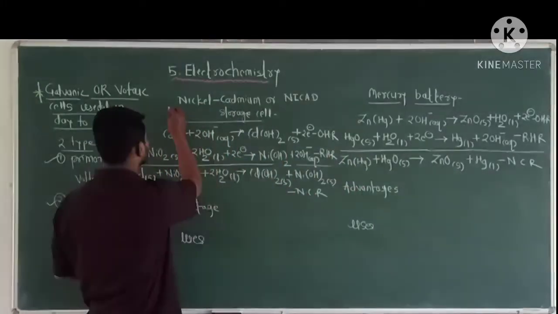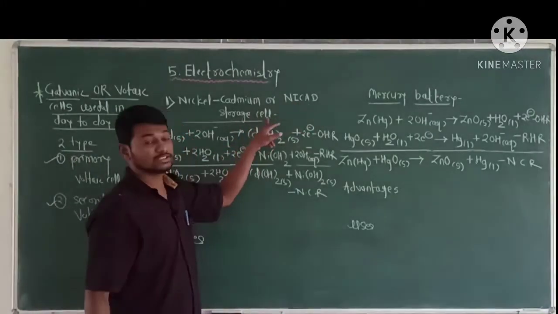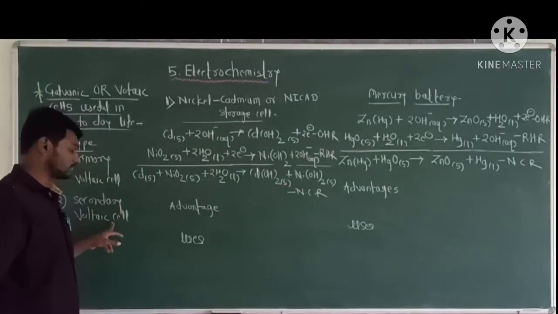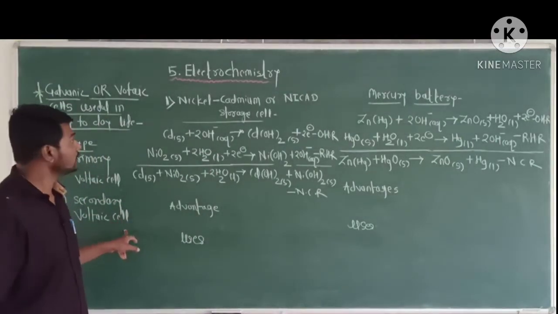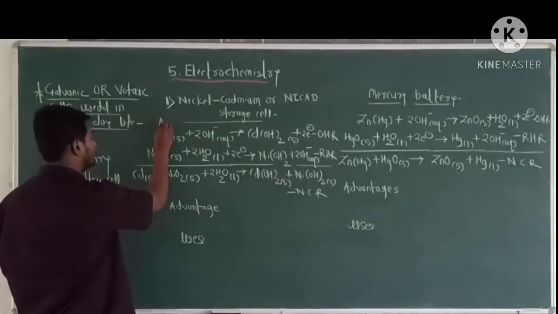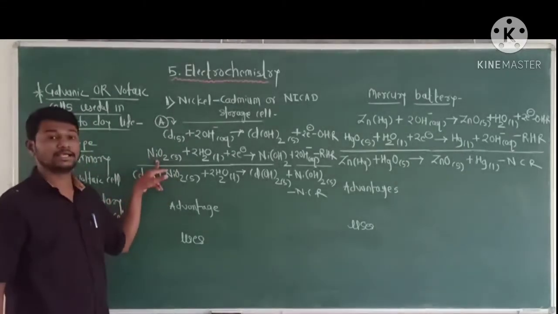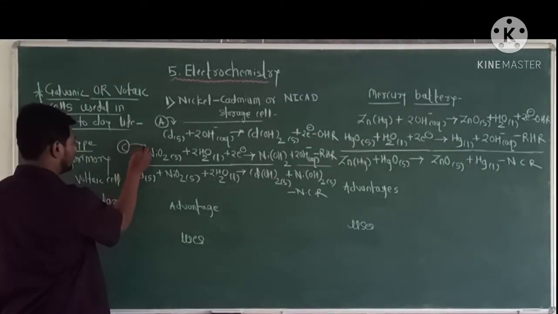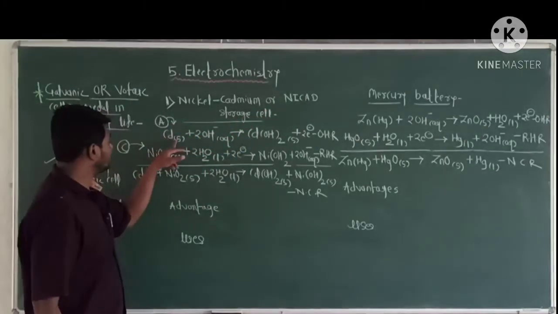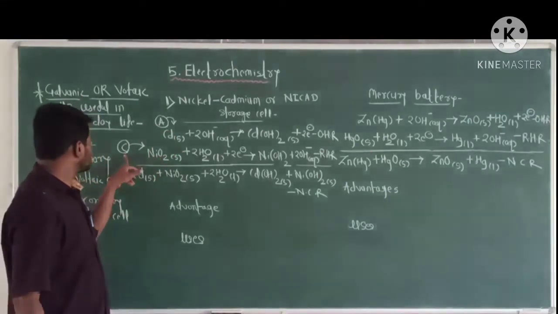Now first, the nickel cadmium or NiCad storage cell. Nickel cadmium is a secondary voltaic cell. In this cell the cadmium metal acts as an anode, while nickel oxide acts as a cathode. In a nickel cadmium cell the cadmium metal acts as an anode while nickel oxide acts as a cathode.